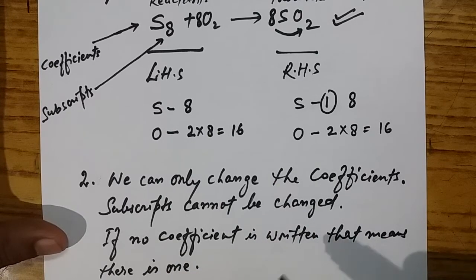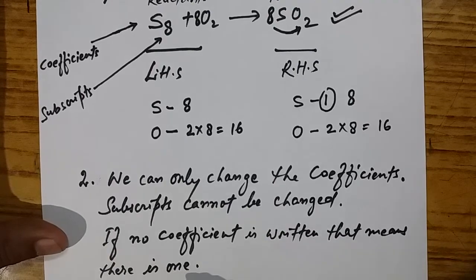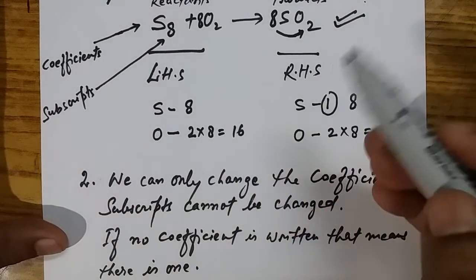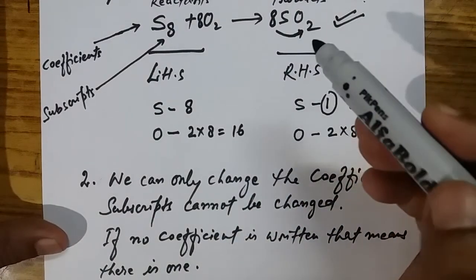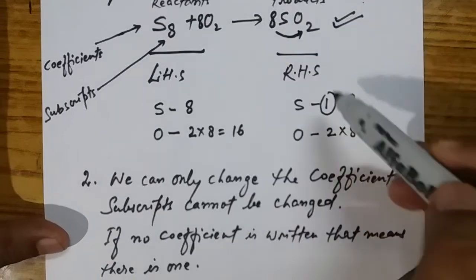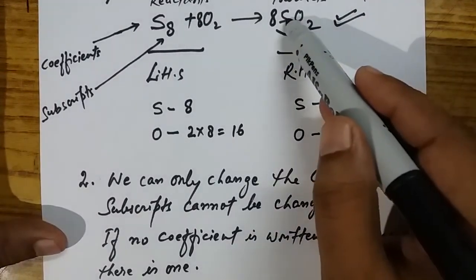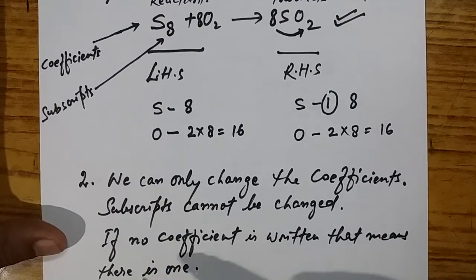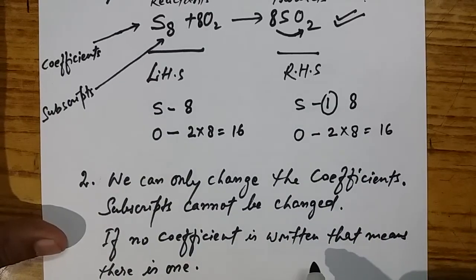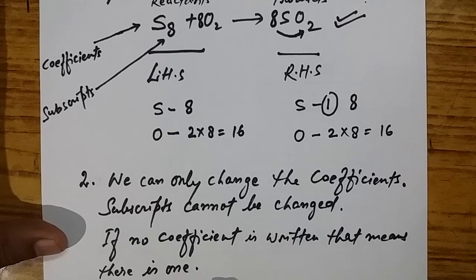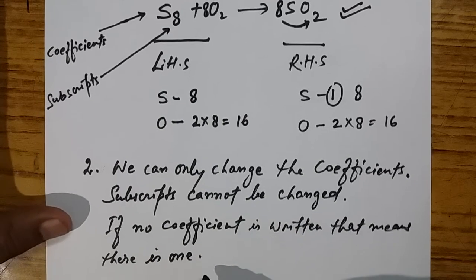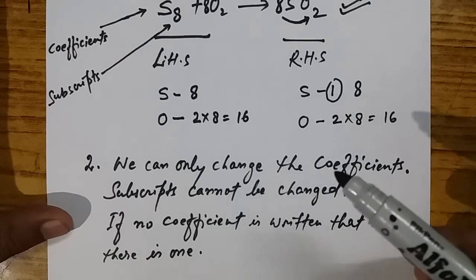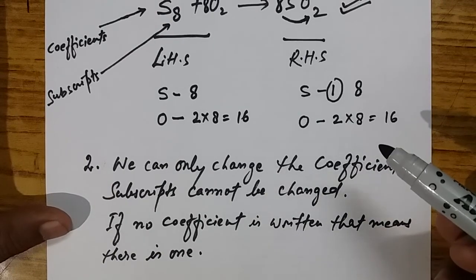One more point: if no coefficient is written, that means there is 1. Before solving, we saw that sulfur was 1 because there was nothing given over here. That's why I've written that if no coefficient is written, it means 1. I hope you have understood the points and things I have explained here.